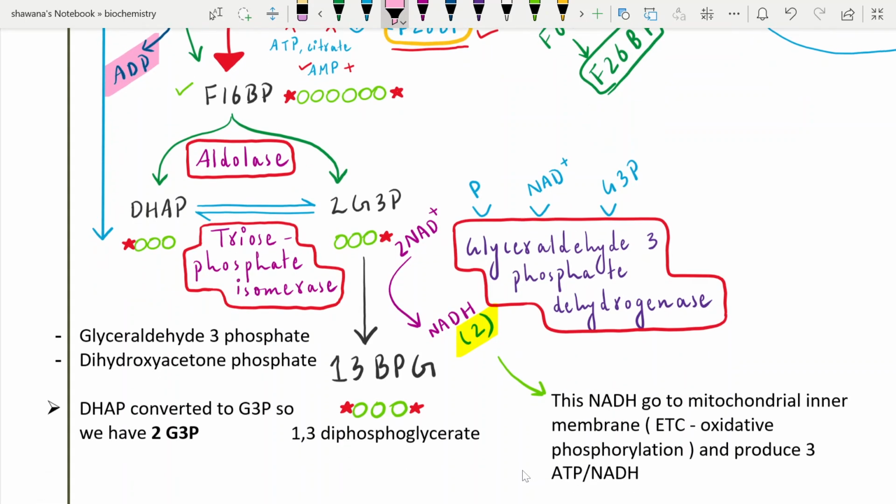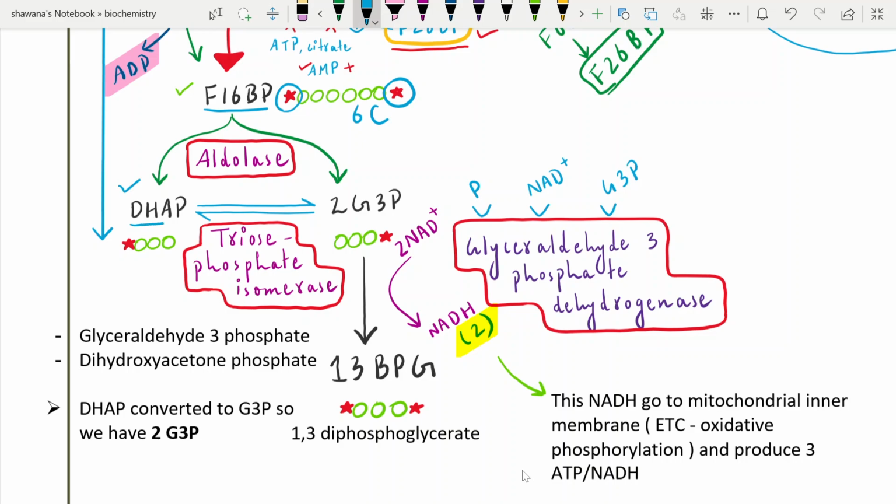So let's begin today's topic. It's the conversion of fructose 1,6-bisphosphate to two molecules. It's a 6-carbon molecule and it's converted into two 3-carbon compounds. First is DHAP, dihydroxyacetone phosphate, a 3-carbon compound, and the second is G3P, glyceraldehyde 3-phosphate, also a 3-carbon compound. As you can see here, phosphate is attached to carbon number 1 and carbon number 6 in the fructose 1,6-bisphosphate.